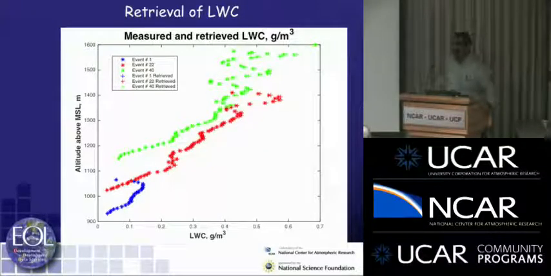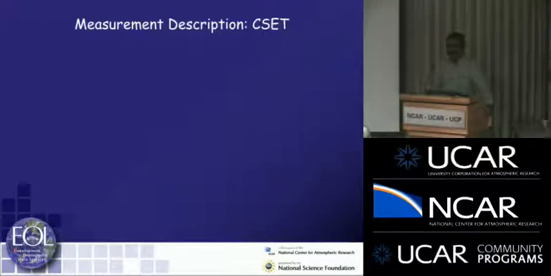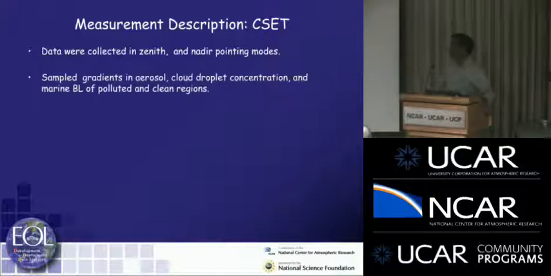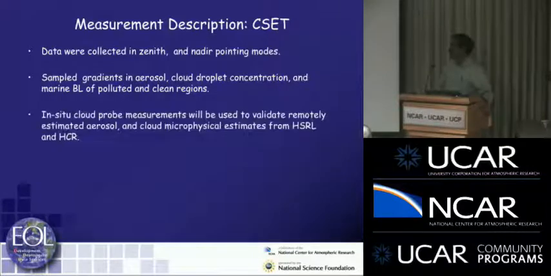Now I'll show you the last part of my talk, which corresponds to recent deployments, where we did some measurements in CSET, which is the Cloud System Evolution in the Trades. In this, we deployed on a G5, both in zenith and nadir pointing mode. The radar is located on the G5. The LiDAR is in the cabin, and the radar is in a pod-based system. Then we measure the aerosol or cloud droplet properties using the probes, so that we can validate.